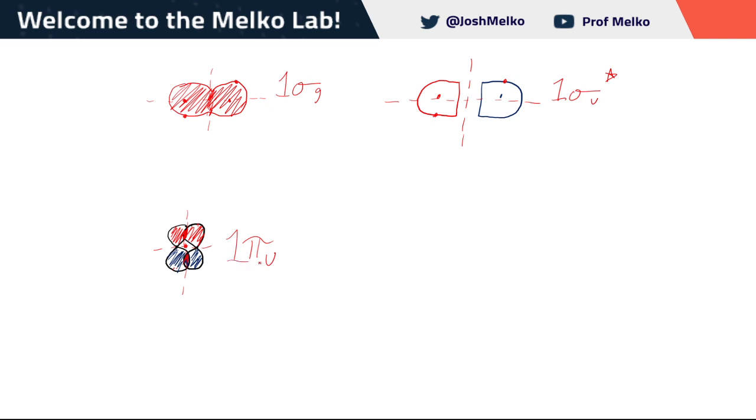And this is the first pi ungerade molecular orbital, so it still gets a 1. So you can have all these 1s here because they're the first molecular orbital of their type. Okay, so that's how we name these things. The number in front is just the energetic order of that molecular orbital type. So the lowest sigma will be 1 sigma. The lowest pi will be 1 pi.